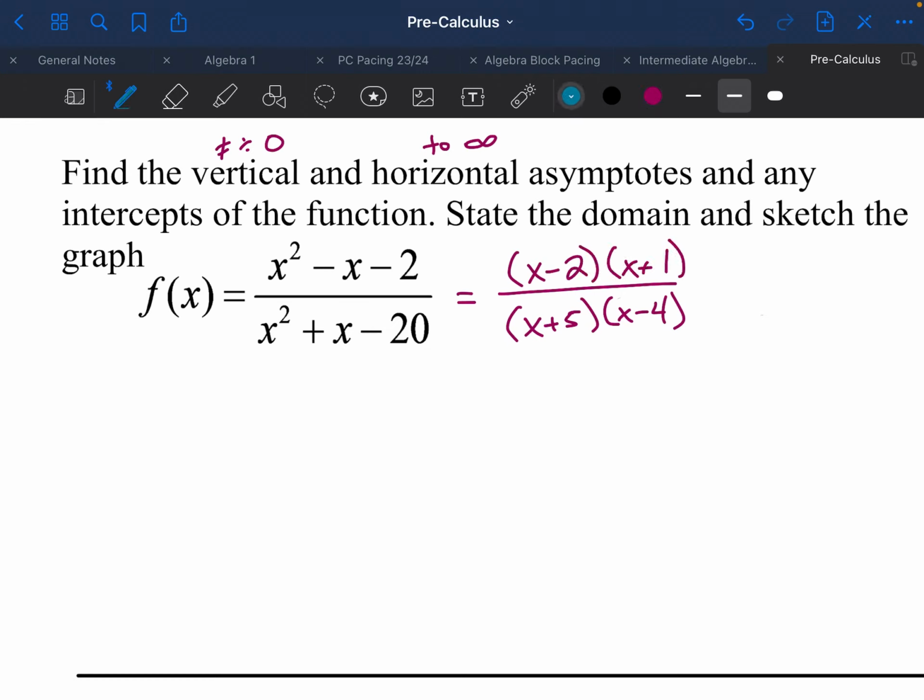From here, we can clearly see that if I were to plug in negative 5 or 4, we would be dividing by 0. And I specifically know that those are vertical asymptotes. They're infinite discontinuities because we can't cancel those quantities with anything in the numerator, right? If we could, then we'd have removable. So we got vertical asymptotes at x equals negative 5 and x equals 4. I want to write these as lines because that's what vertical asymptotes are.